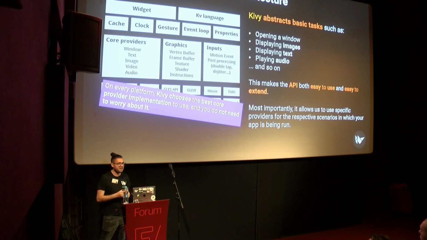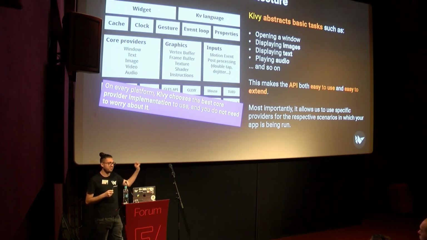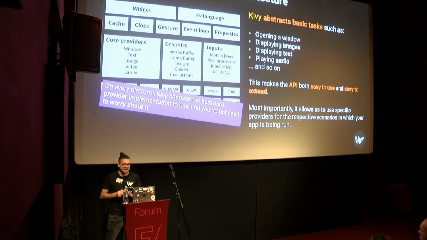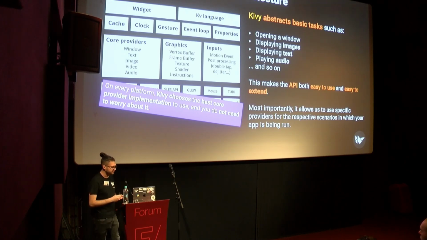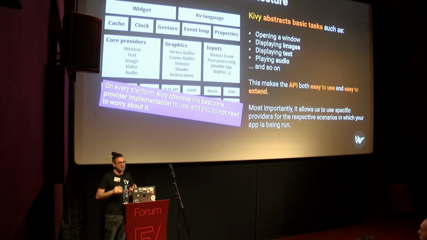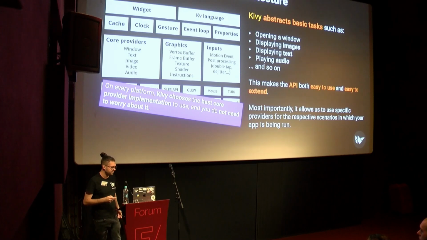So, as an example, if I have a cross-platform camera app that needs to run on my iOS device and on my Android device, Kivy chooses the best core provider for the camera to use. So, on iOS, I'm going to use the AVFoundation camera, and on Android, I'm going to use the Android camera implementation. So you don't need to worry about that. Yeah, in certain situations, you may want to change the default, and you can still do that.